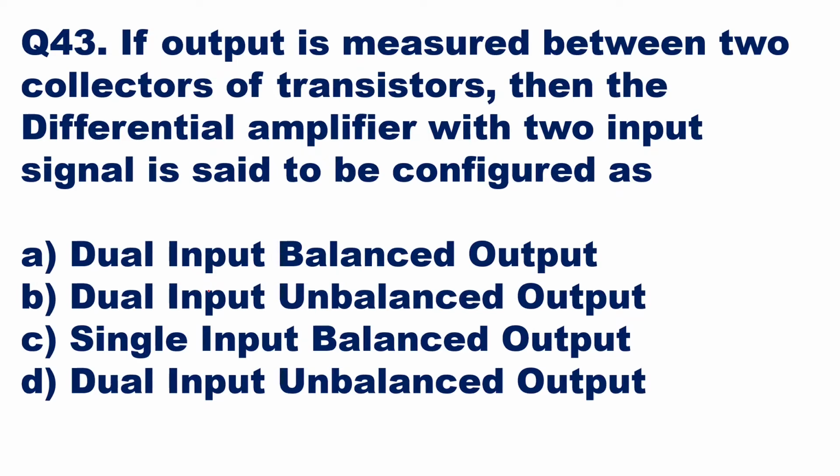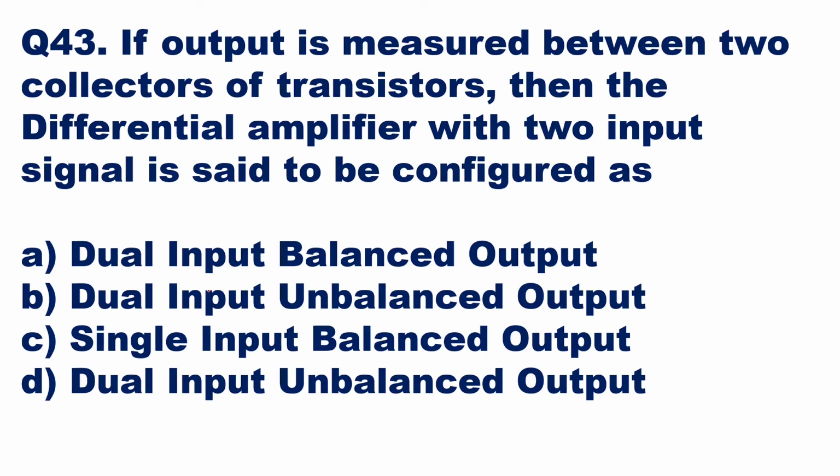If output is measured between two collectors of transistors, then the differential amplifier with two input signals is said to be configured as what? What will that differential amplifier be called? Now the options are dual input balanced output, dual input unbalanced output, single input balanced output, or single input unbalanced output. Now one thing we can see from the question is there are two input signals.